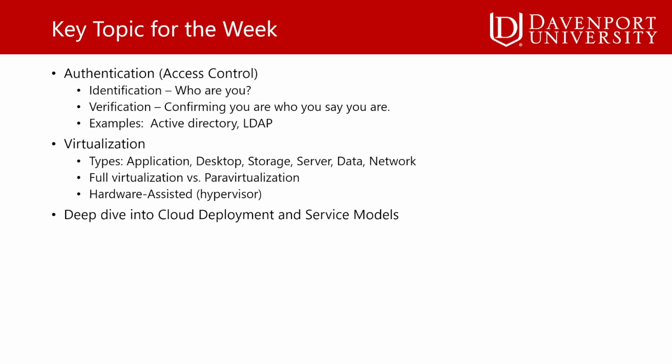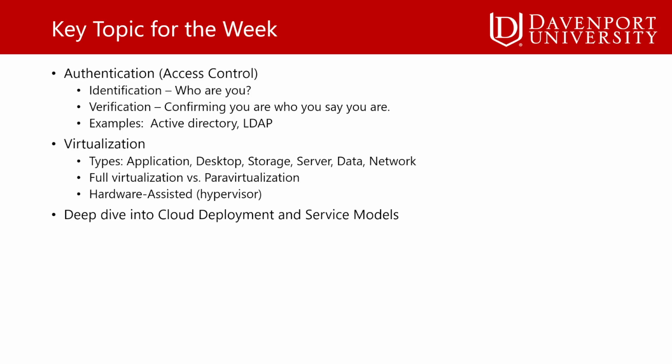Virtualization is one of the biggest reasons why people have gone to the cloud. There are several different types of virtualization which we talk about. Application and desktop virtualization are very, very common. Then there's storage virtualization, server, data, and network, and there are other types available out there. The biggest differentiation is full virtualization versus para-virtualization, and that's really about whether the instructions are executing directly against the OS and whether or not you're using layers between those.